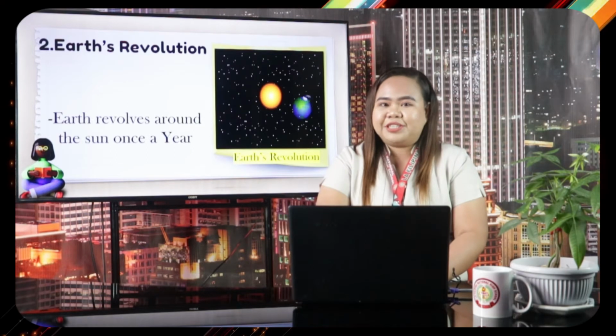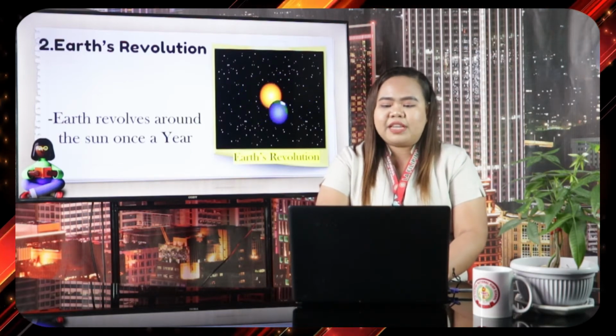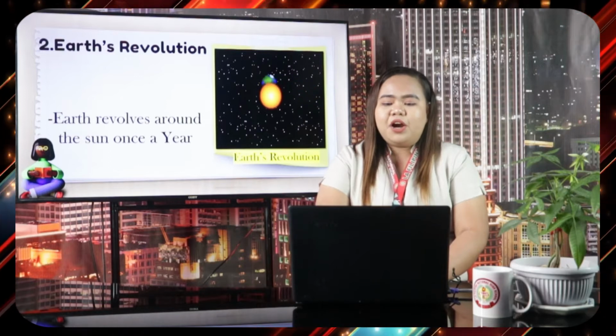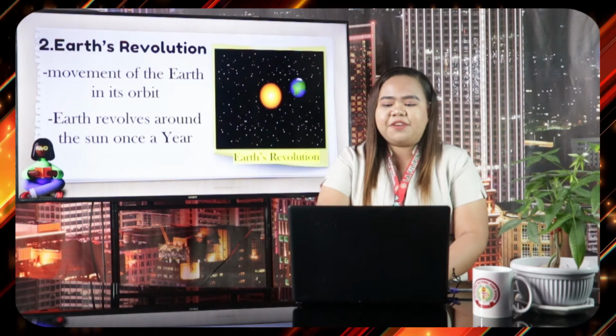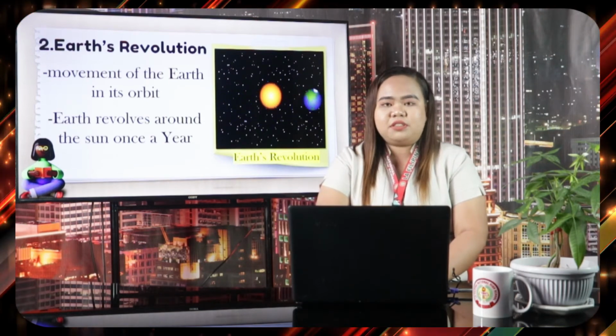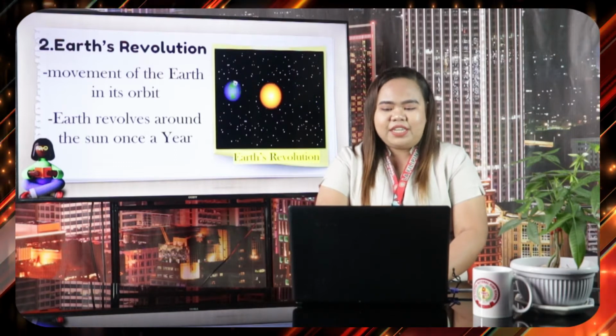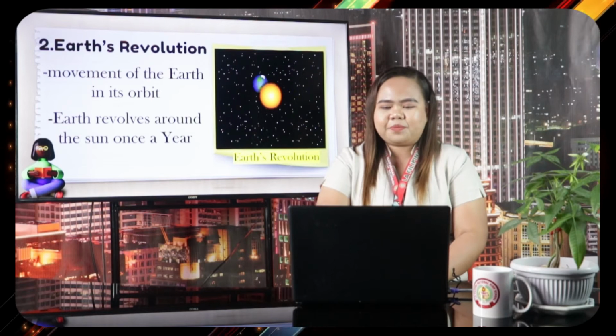Next up is the Earth's revolution. Revolution is the movement of the Earth in its own orbit. Earth revolves in orbit around the Sun in 365 days, 6 hours, 9 minutes with reference to the stars. And that makes 1 year, the time the Earth takes to complete a revolution around the Sun.